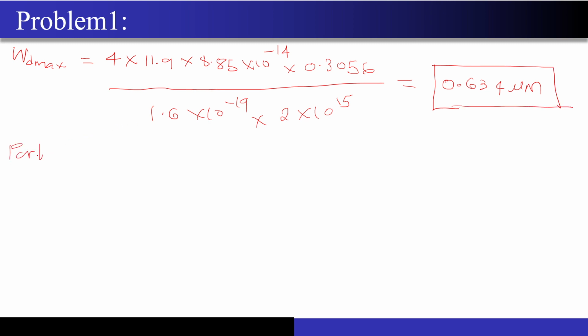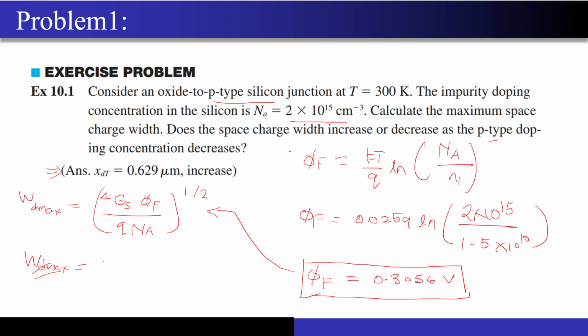Now comes part B, and it is very interesting, right? So now let's see what they are asking. Does the space charge width increase or decrease as the p-type doping concentration decreases, right?